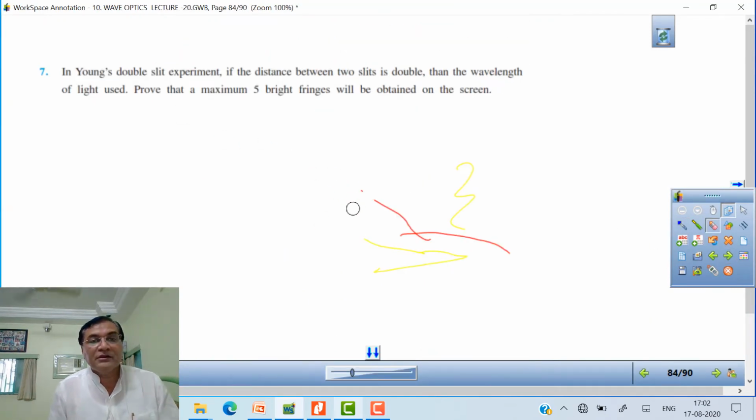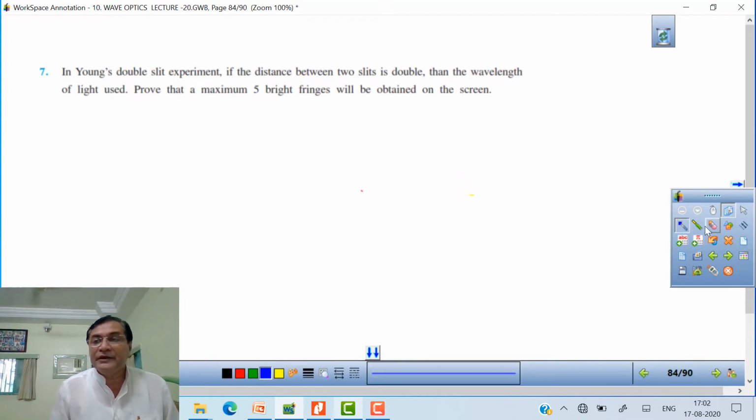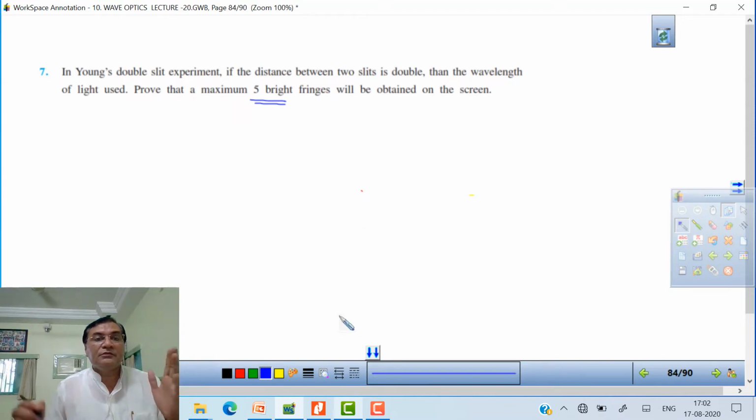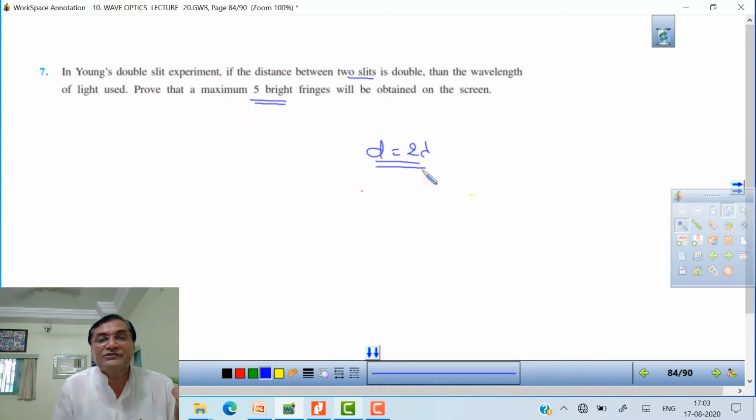Then in a Young double slit experiment, if the distance between two slits is double the wavelength of light used, prove that 5 maximum bright fringes we can obtain. So here somehow we have to show that this is not possible and this is possible. So what is given here? The slit separation is double the wavelength, so D is equal to 2 lambda, which is given to us.